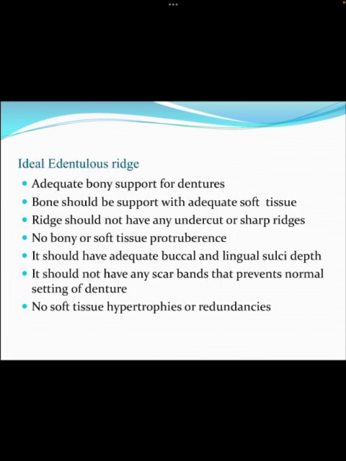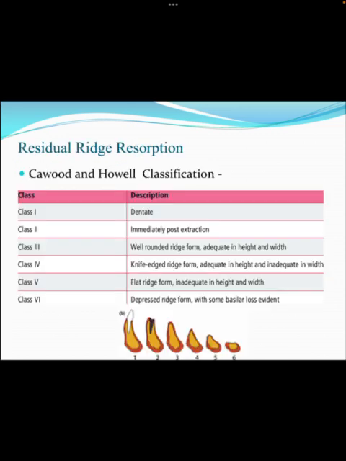And the ideal edentulous ridge should have adequate bone support for the denture. The bone should be supported with adequate soft tissue. It should not have any undercut or sharp ridges. There should not be any bony or soft tissue protuberance. It should have adequate buccal and lingual sulci depth. It should not have any scar band that prevents normal setting of the denture, and no soft tissue hypertrophies or redundancies.